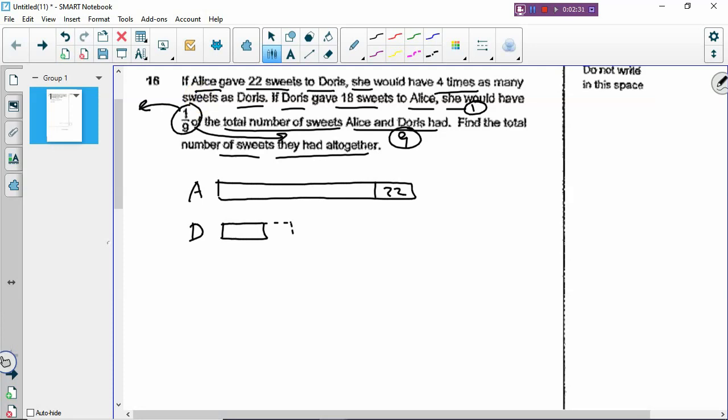And after Alice has given 22 sweets to Doris, so I'm going to cut here, and then give Doris 22 sweets. And then what will happen later? Then you will find that Alice will have 4 times or 4 units. So I'm going to put an arrow sign right above here. So why do I not put inside? Because if you do not know how to draw the model, then it's better to keep the rectangle inside empty. Keep it clean so that you can put something inside later.